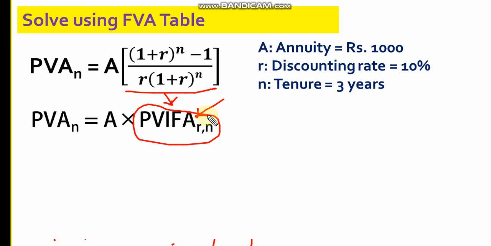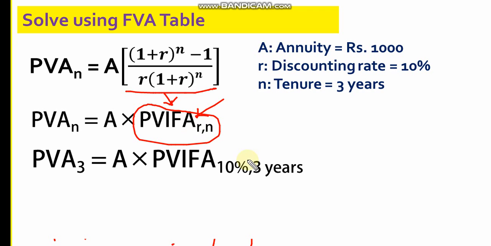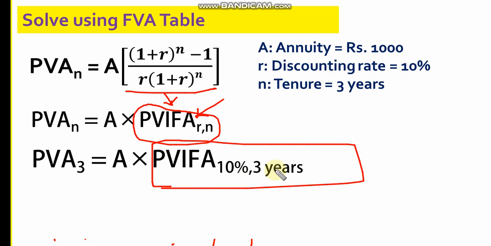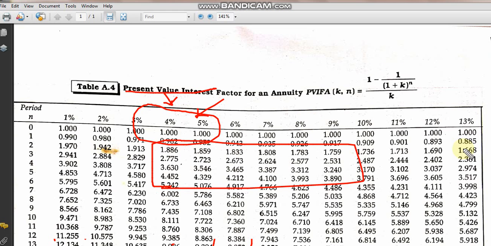So we will refer to this table when it is an annuity. It's the present value annuity table, so these two things we have to keep in mind. Now r stands for 10% here and n is 3 years. So I have to look for a value in the PVIFA table for r equal to 10%, n equal to 3 years. Let me check the PVIFA table. My PVIFA table, r equal to 10% and 3 years. So this is my value, if you can see here.